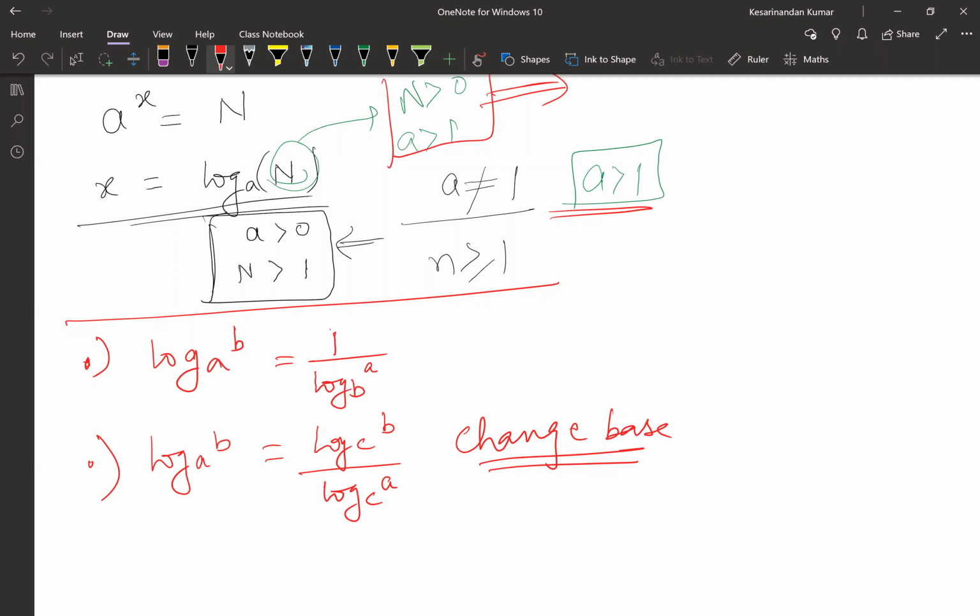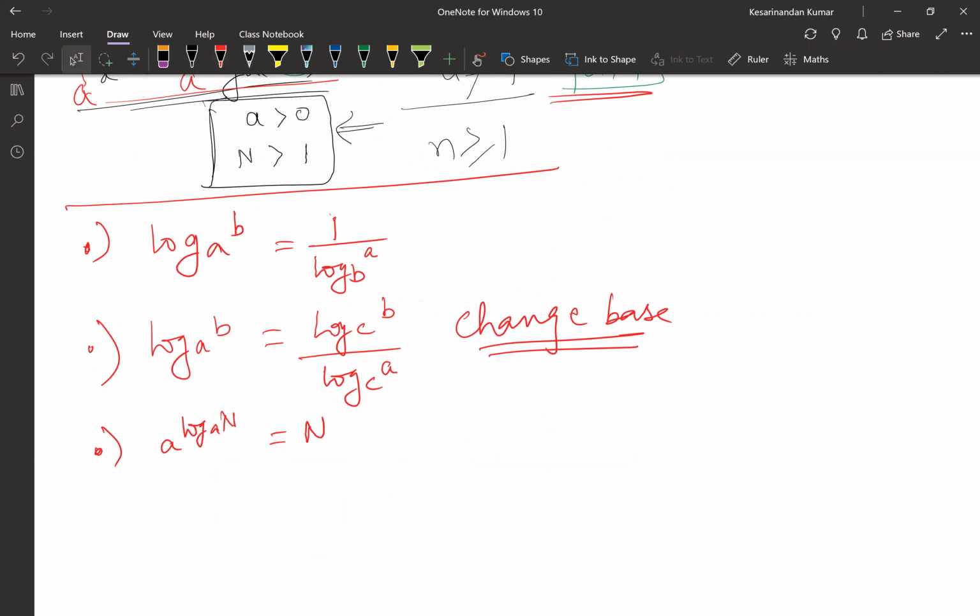And the rest is all pretty standard stuff. When you apply it here, you will already get it. This is quite standard and you guys already know it, but still, this is basically equal to n. Because if I put a raised to both the sides, a raised to x is n, so this will be equal to n. That's why I said those are pretty standard stuff that won't be required.